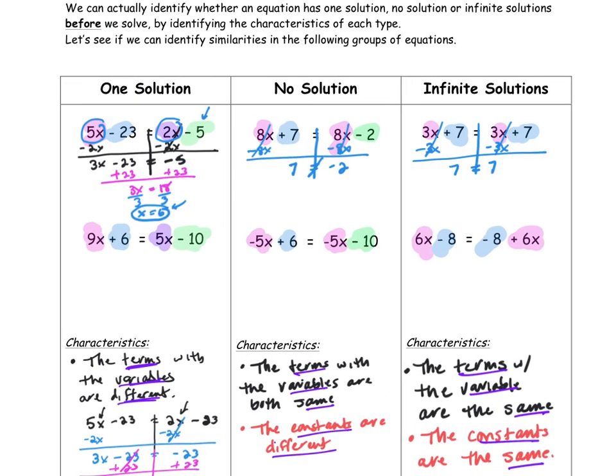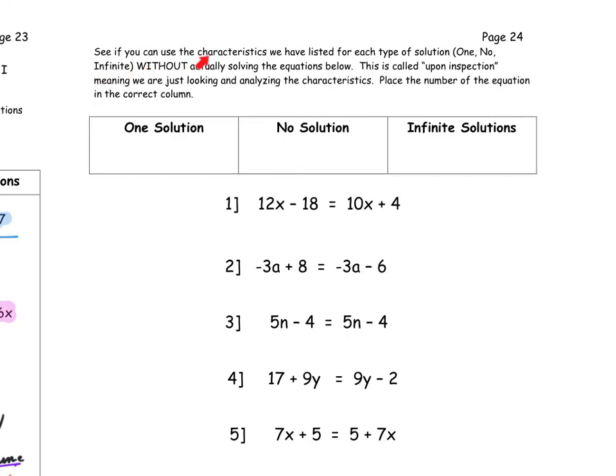So now turn to the back page, please. See if you can use the characteristics we've listed for each type of solution, one, no, and infinite, without actually solving the equations. This is called upon inspection, meaning we're just looking and analyzing the characteristics. Place the number of the equation in the correct column. So I'm going to do 2 with you, and I'm going to ask you to try the rest on your own. So the first place I'm going to ask you to start is always by looking at the terms with the variable. Okay, I see 12x and 10x, so I'm going to go ahead and highlight that.